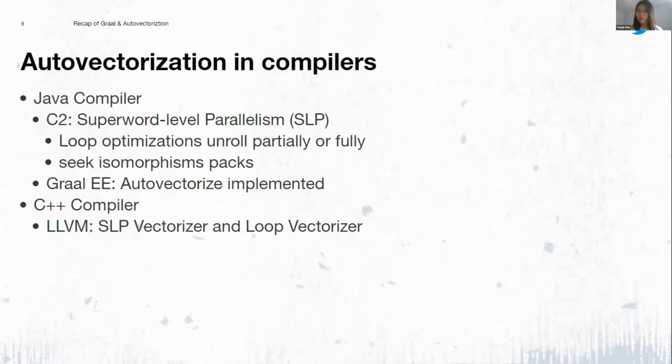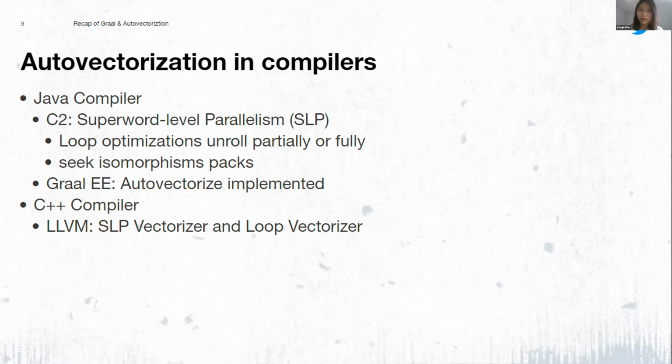Autovectorization has already been implemented in many compilers, almost all of them. For the Java compiler, the C2 compiler has enabled superword level parallelism. It will first unroll the loop partially or fully, then seek isomorphic tags, and then transform those into vector instructions. The Graal Enterprise Edition has also implemented autovectorization. However, it is not open source.